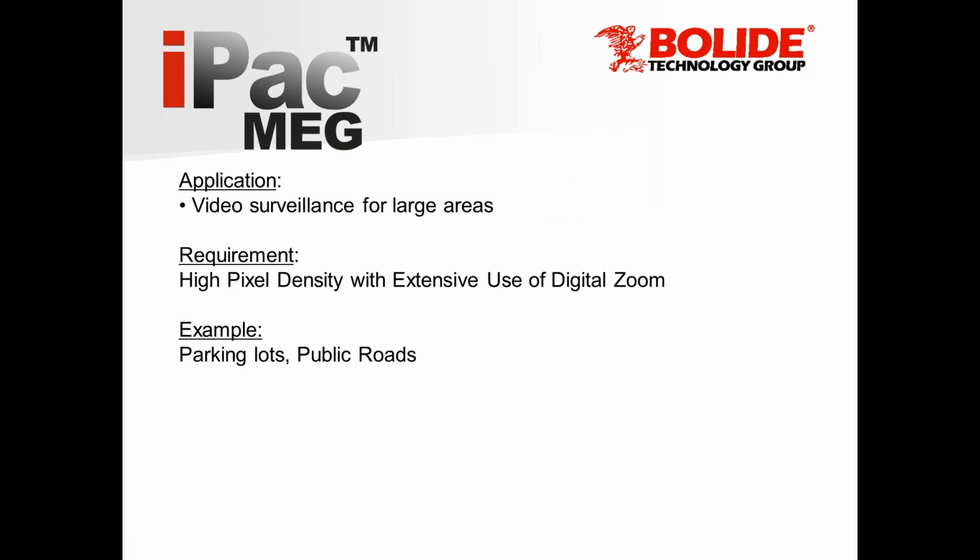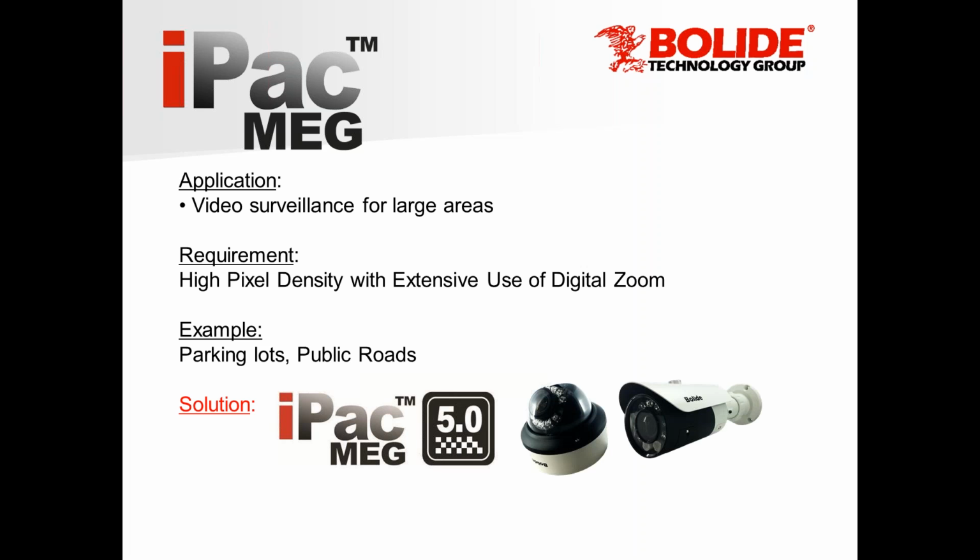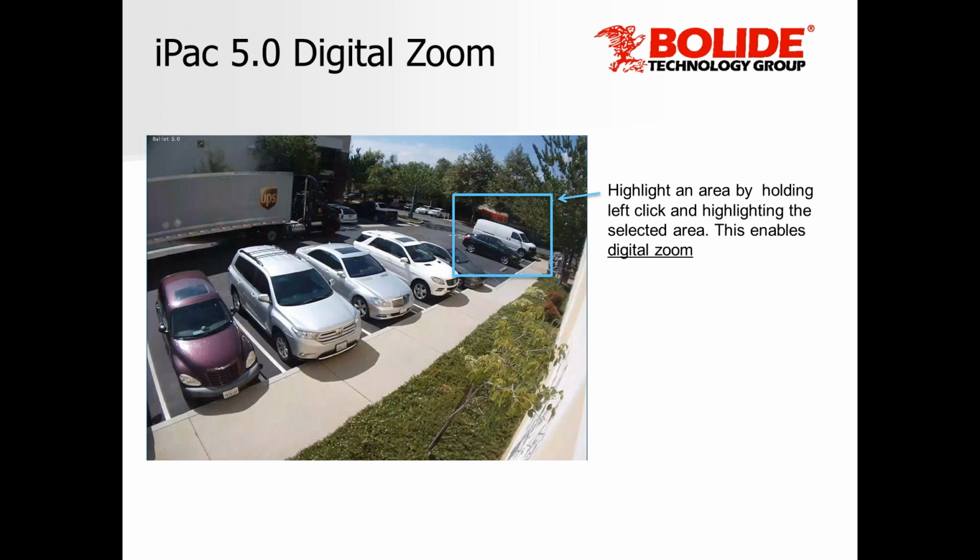Next application, video surveillance for large areas. Requirement is a high pixel density with extensive use of digital zoom. An example of this application would be parking lots or maybe public roads. Solution is your iPac 5-megapixel camera. And this is pretty important because we get a lot of people saying, well, I want the best camera out. You know, we have 5-megapixel. Here's the thing. You don't really need a 5-megapixel camera because you're only going to see 2 megs. You're only going to get the 1080p out of your monitor.